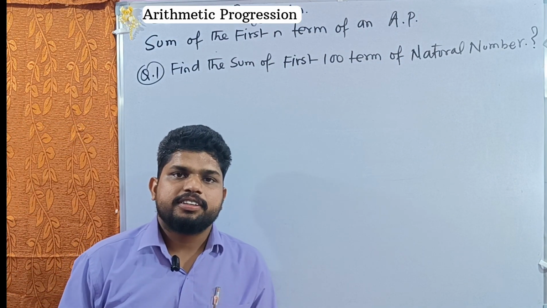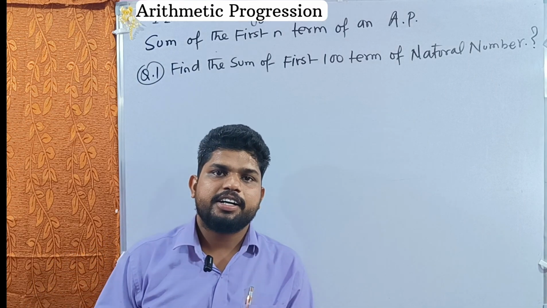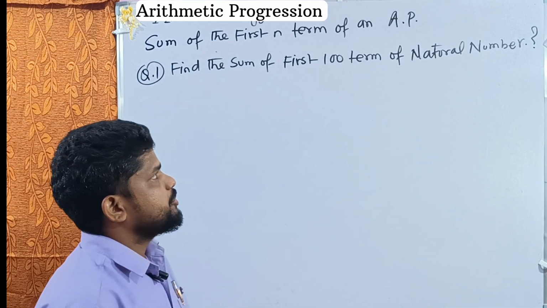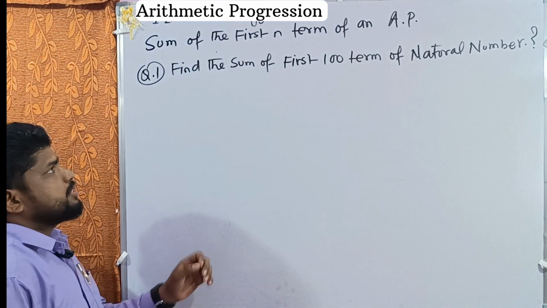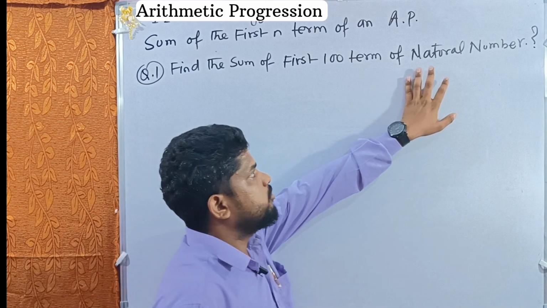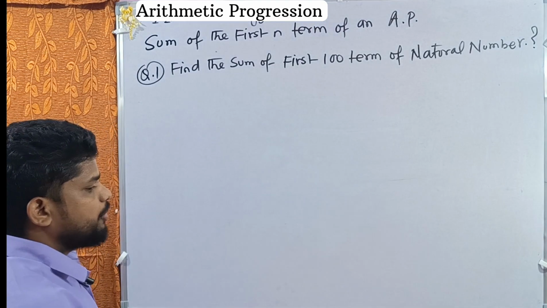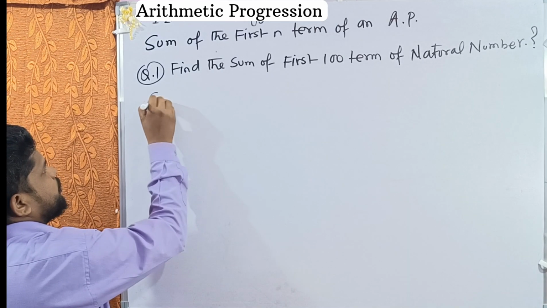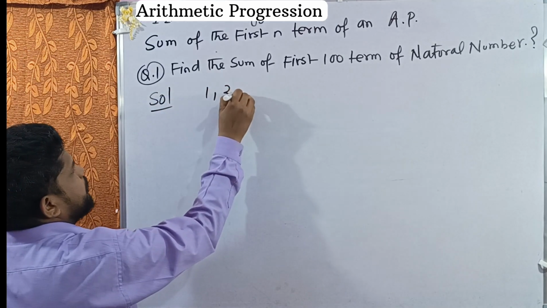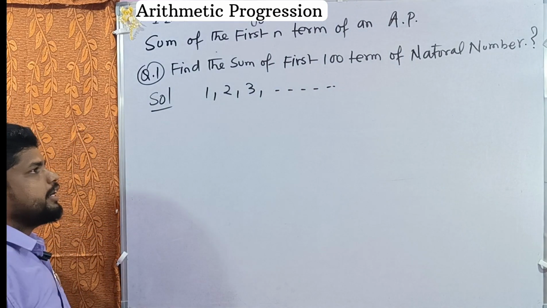Suppose, dear students, the examiner asks you to find the sum of the first 100 terms of natural numbers. So how to solve this question? We all know that natural numbers start from 1, 2, 3, and so on. It will go till infinity.